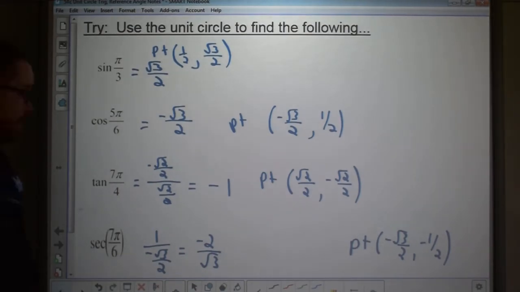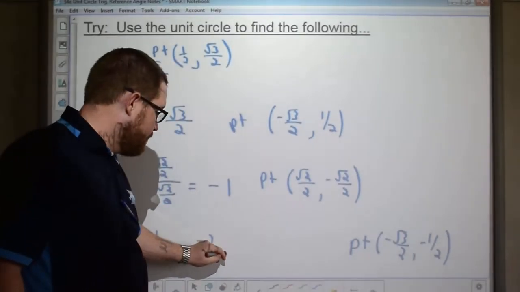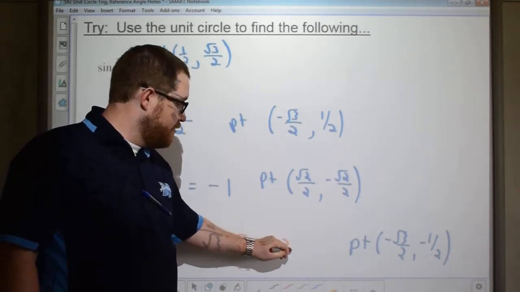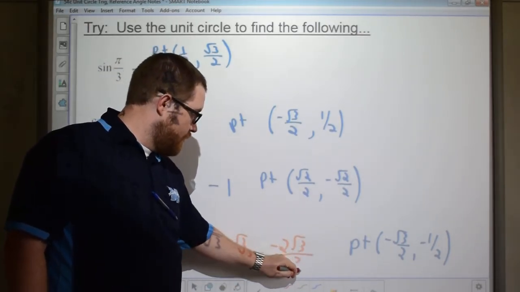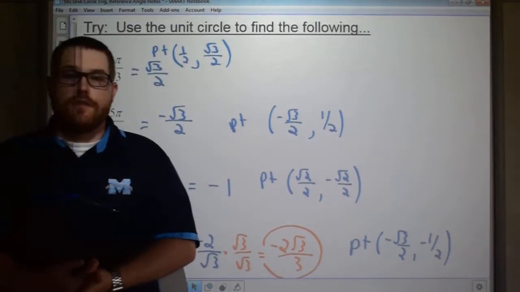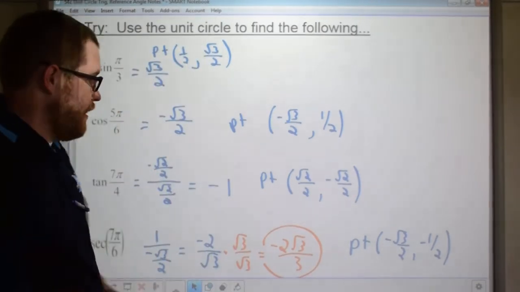Don't ever leave your answer with the radical on the bottom. I can multiply top and bottom by square root of 3 to get rid of that. And that ends up being negative 2 square root of 3 over 3. This is why the unit circle is so important. This is why you have to have it memorized.